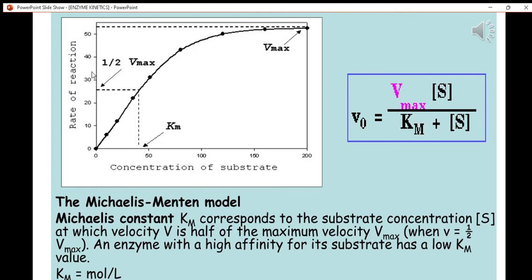From the graph we know what the Vmax is, and just half of the Vmax is 1 by 2 Vmax. The corresponding substrate concentration is called the Km value or Michaelis-Menten constant. The Km value is of particular importance. What is the significance of the Km value? Often we say the Km value is a signature of an enzyme, and it is particularly constant for a given enzyme.